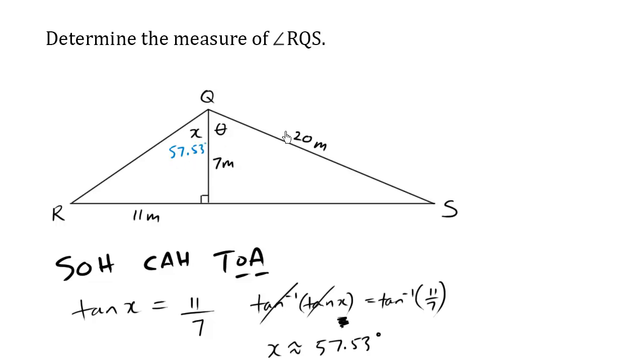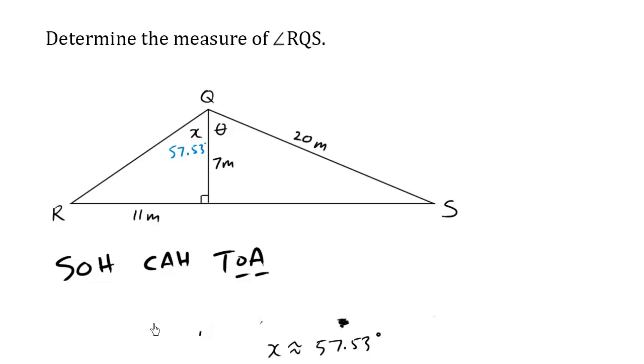So we solved for X. Now let's clear this and focus on the other triangle. So let's focus on this right triangle, on theta. What do we have? We have the adjacent and we have the hypotenuse. So the adjacent and the hypotenuse would be cosine.